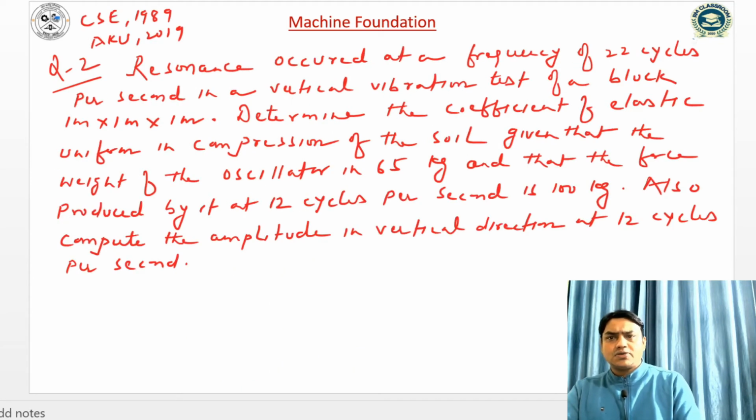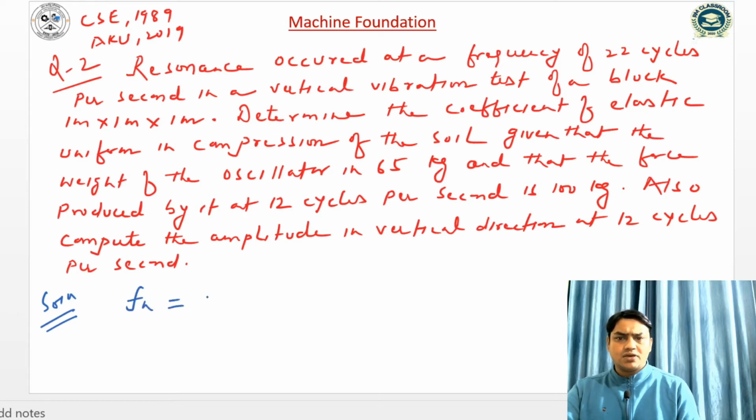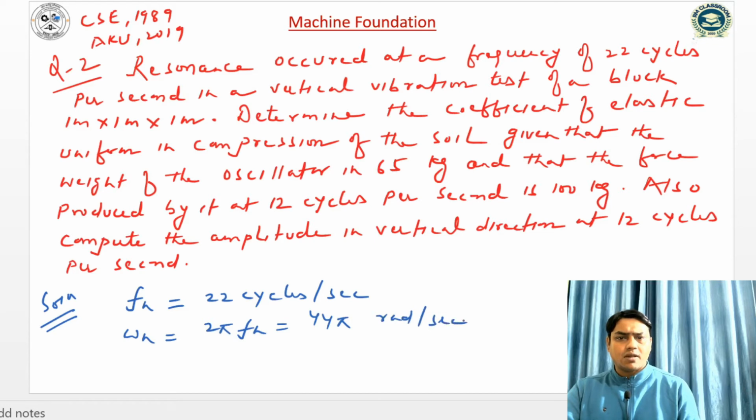Let us take the second question. Resonance occurs at a frequency of 22 cycles per second. So the natural frequency is given as 22 cycles per second. So omega n can be computed as 2 pi fn, so it will be 44 pi radian per second.